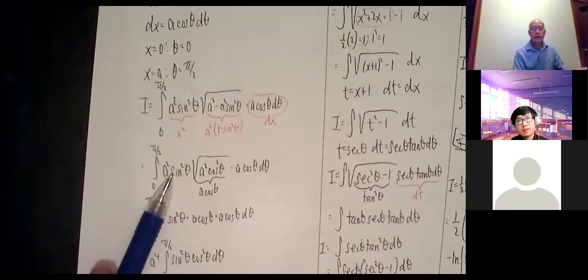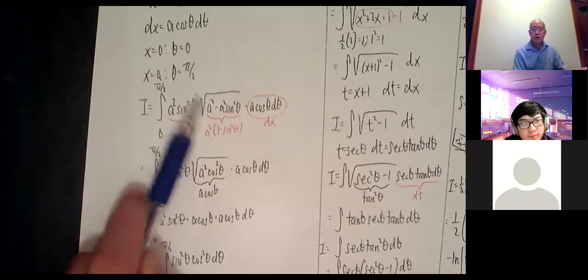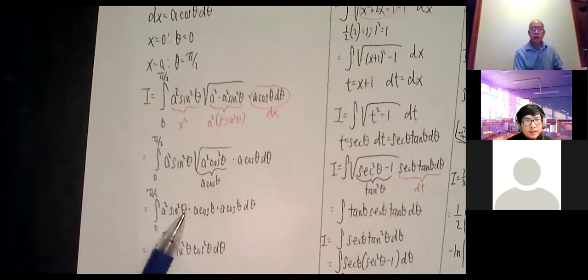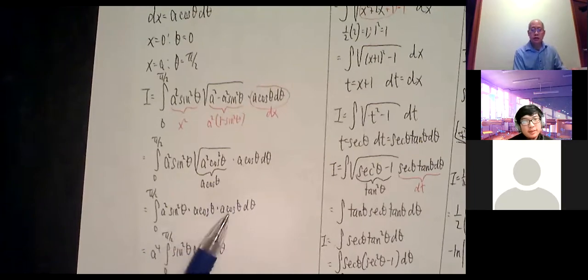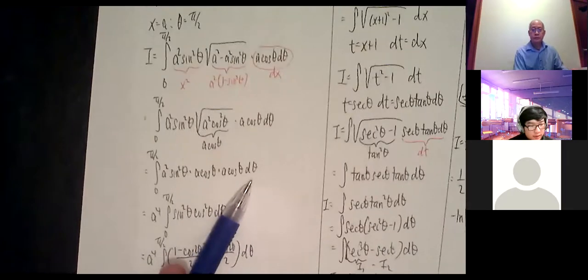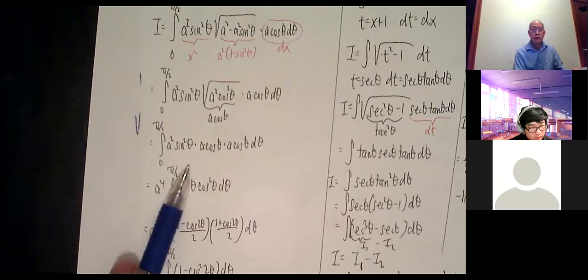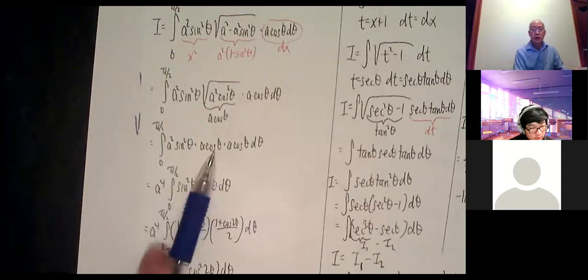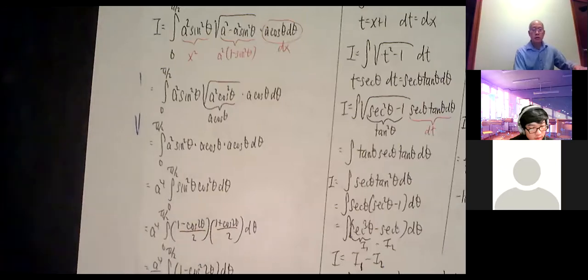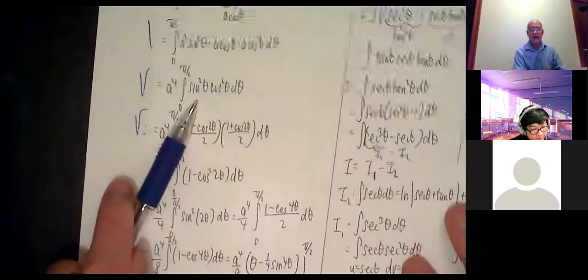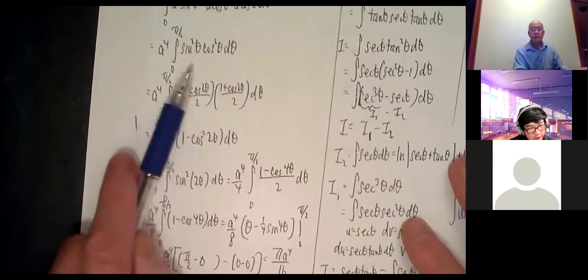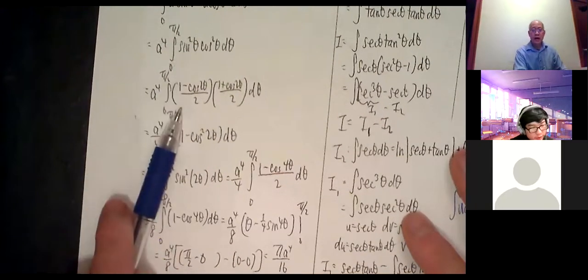So I have a squared sine squared theta times this, which used to be a real messy square root, but now it's just a cosine theta, times another a cosine theta d theta. So that gave me a squared times another a times another a. That's a total of a to the fourth. Sine squared cosine squared, and a to the fourth comes outside. Okay, and the rest of this is exactly like the problem I did earlier.